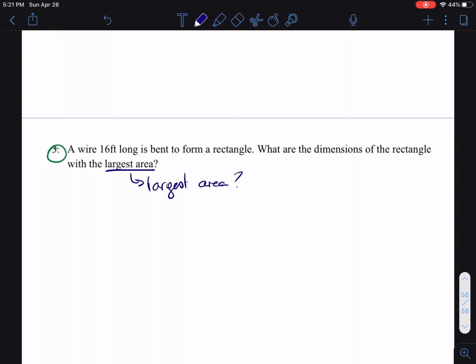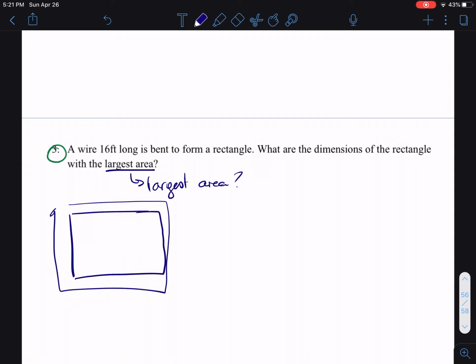Need the largest area. Now, what kind of information do we have here? There's not a lot, right? We're told that it's going to be a rectangle, and that all the way around is going to be 16 feet. But we're not told what the dimensions of that rectangle are, nor are we told the area. So we need the dimensions, or we need the area. I'm not told any of that.